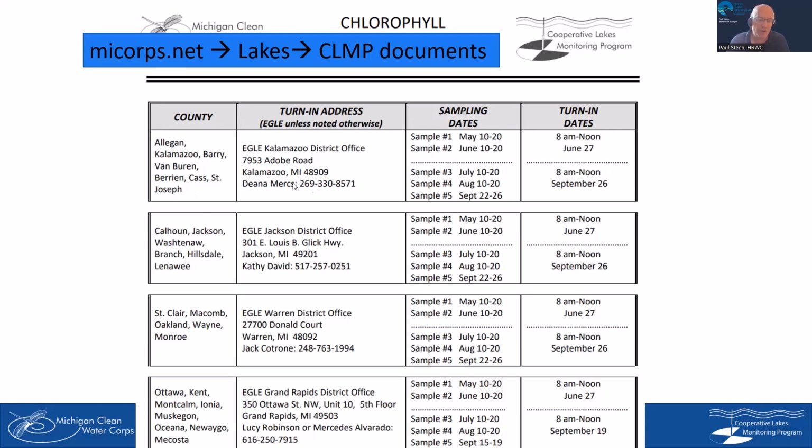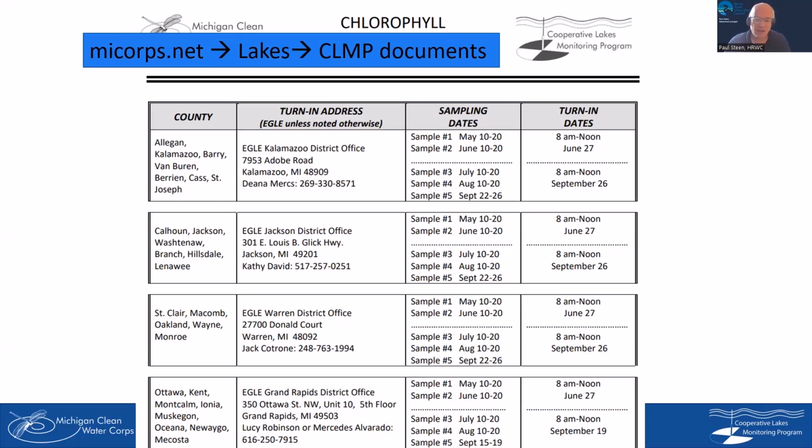There'll be a place where you are going to be bringing your sample, along with a contact information for the person at the office there who's in charge of receiving the sample. And then the fourth column here is the sampling dates, and this is what I kind of want to highlight right now. You'll see that there are samples 1 through 5 that we want you to take, and each of those has a specified date.